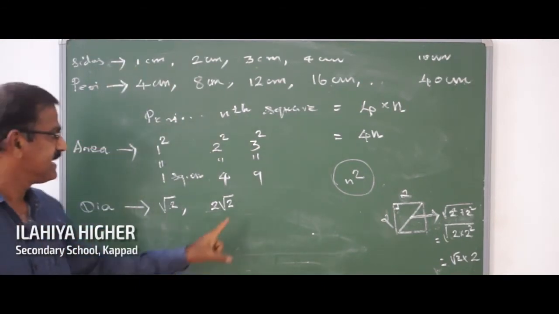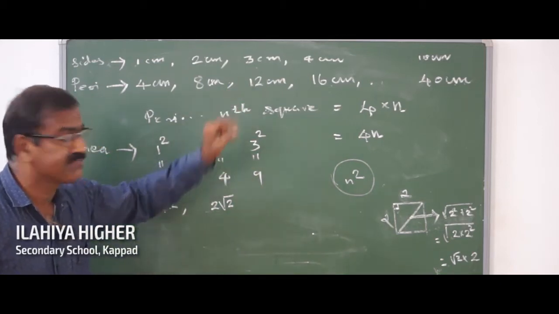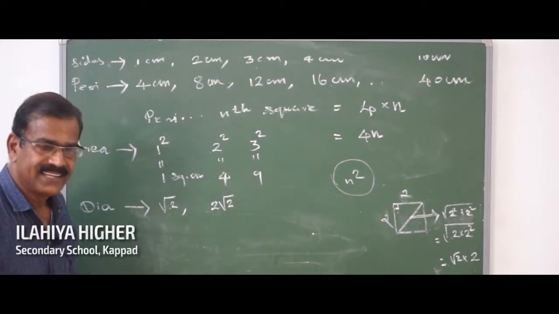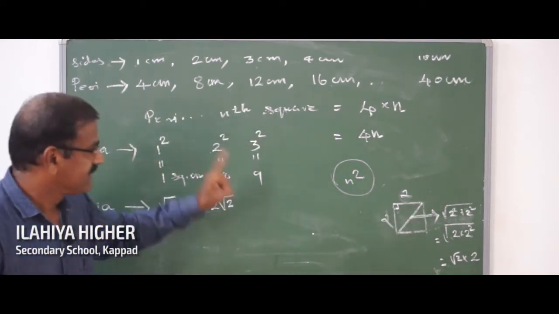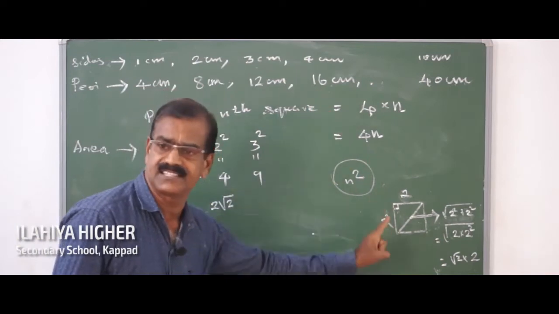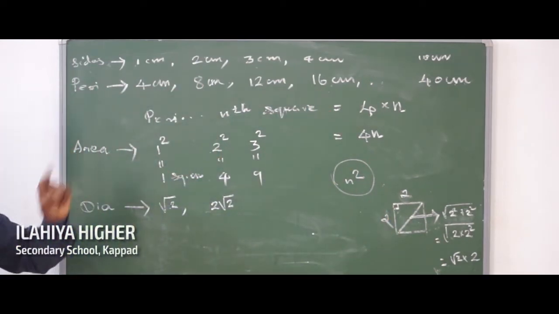Then what is the length of diagonal of the third one? The same strategy is applied to get the length of the diagonal of the third square having length of one side 3 cm.